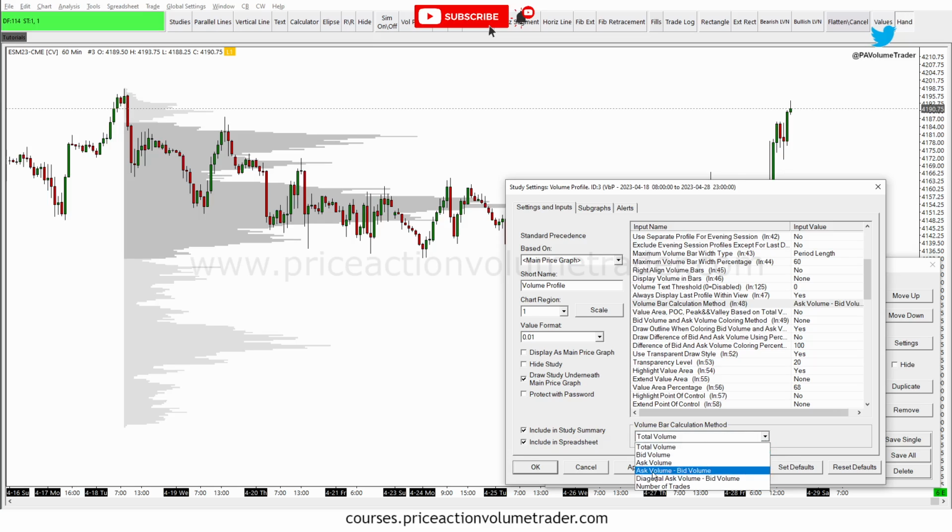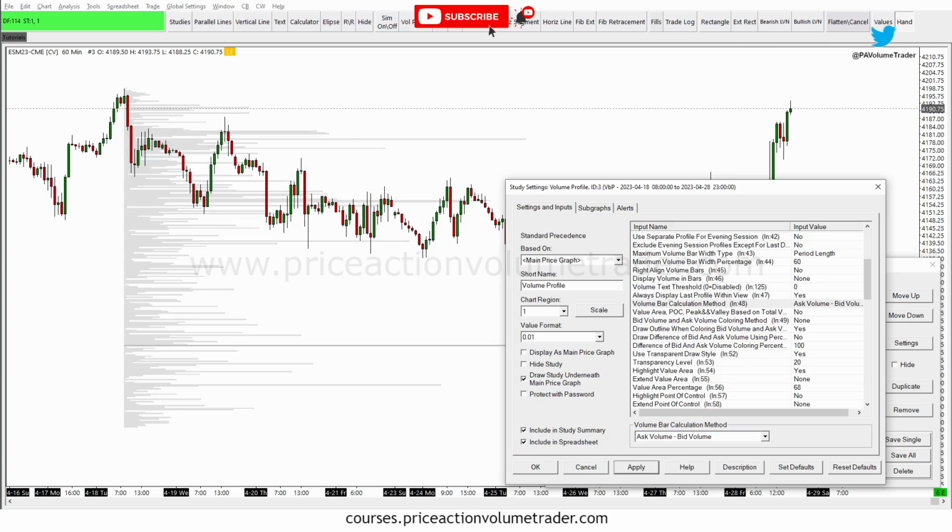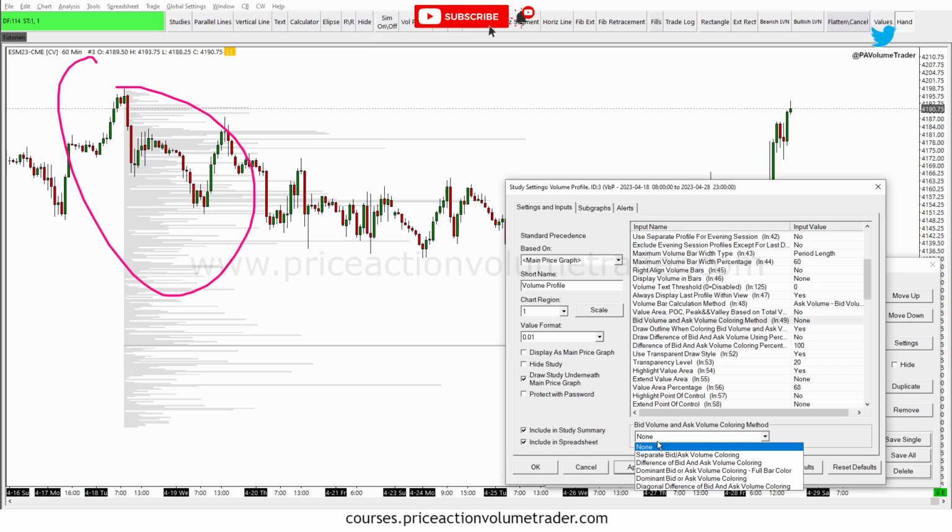That basically means total executed orders to buy, meaning orders that lifted the offer or the ask, minus total executed orders to sell, meaning aggressive orders that hit the bid. If I press apply, you can see that now it has turned into these gray lines right here. Now, the second setting that we need to change is the bid volume and ask volume coloring method, which is selected as none.